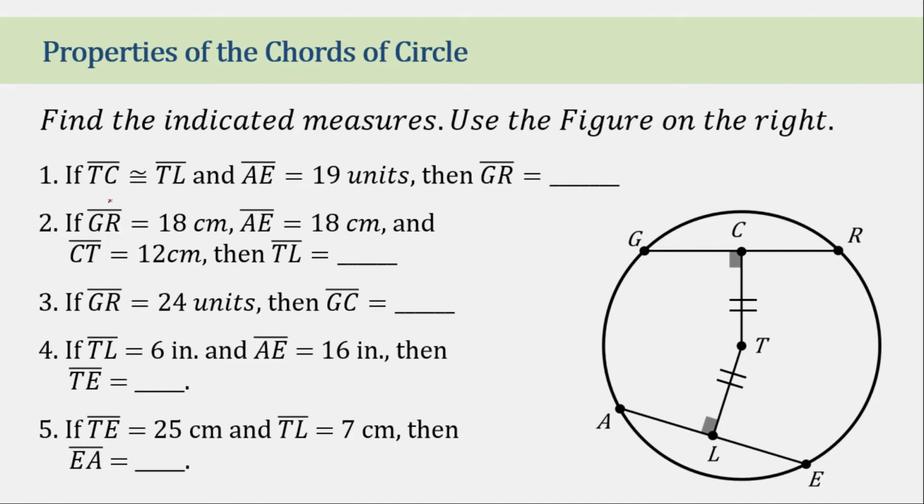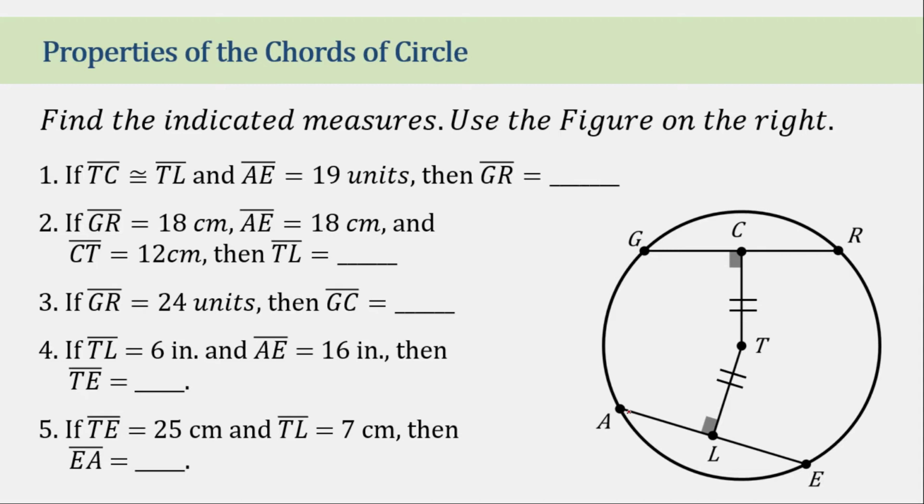If segment TC is congruent with TL, as indicated, this means that these two chords have the same distance from the center, and therefore these chords are congruent to each other. By looking at this, it is a perpendicular bisector as well, meaning this point bisects the chord into two equal parts. Then we are asked to find the measurement of GR.